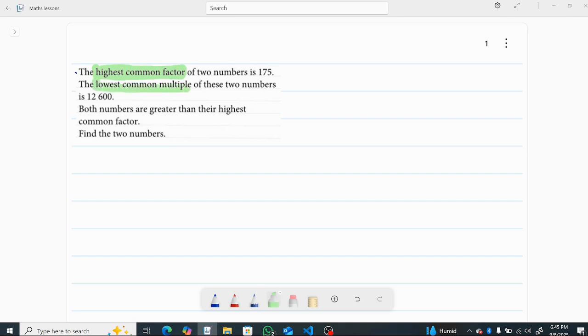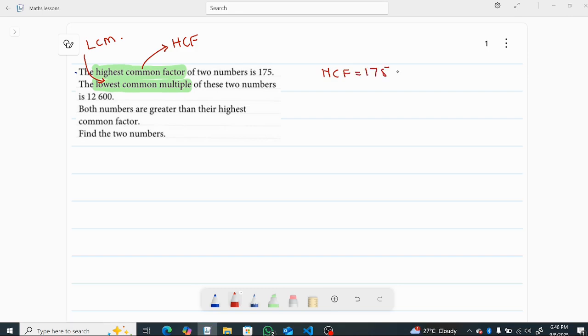Now, first of all, we see that this statement is a combination of HCF and LCM. It means this is all about the combination of two concepts, HCF and LCM both. Now they have given the hint about HCF: the first statement says the HCF of these two numbers is 175.